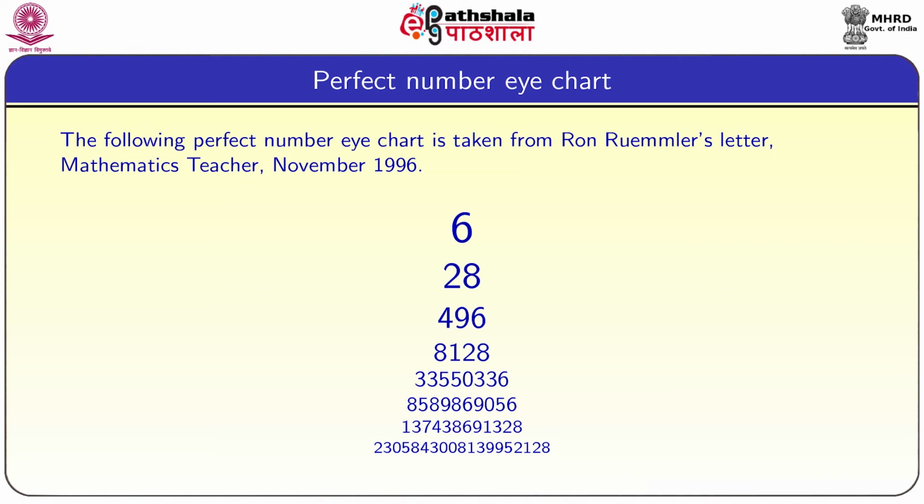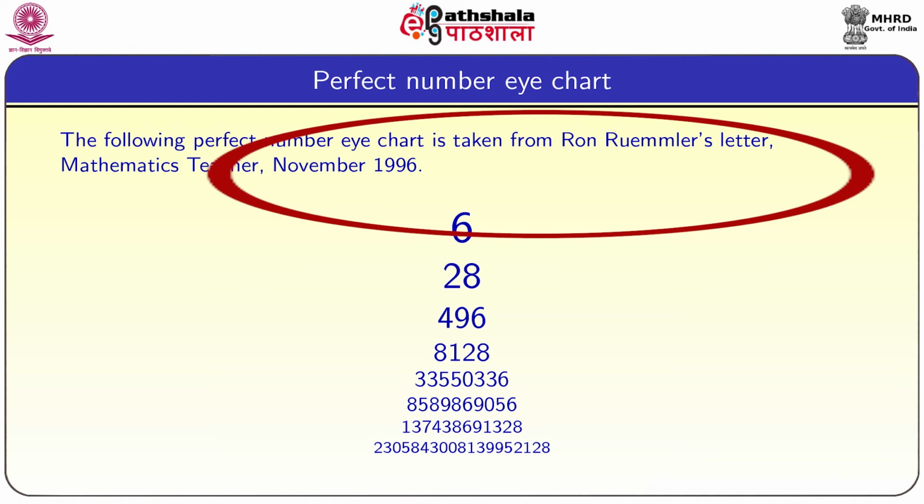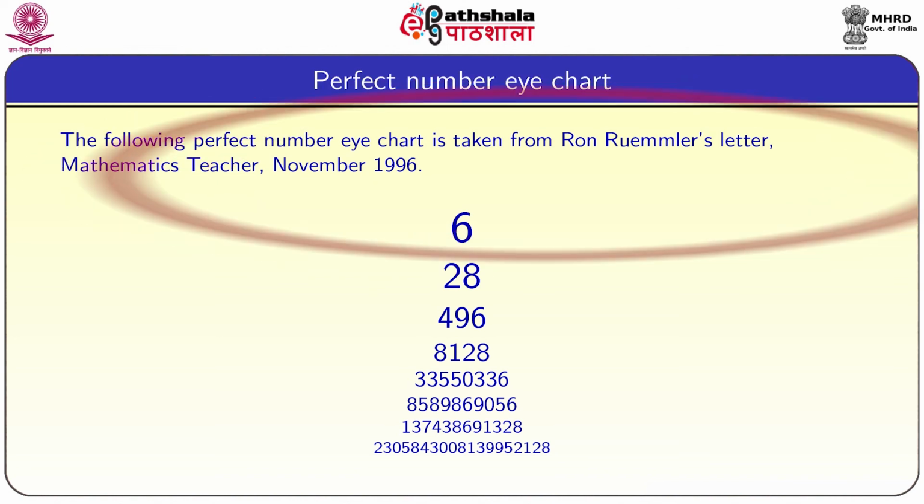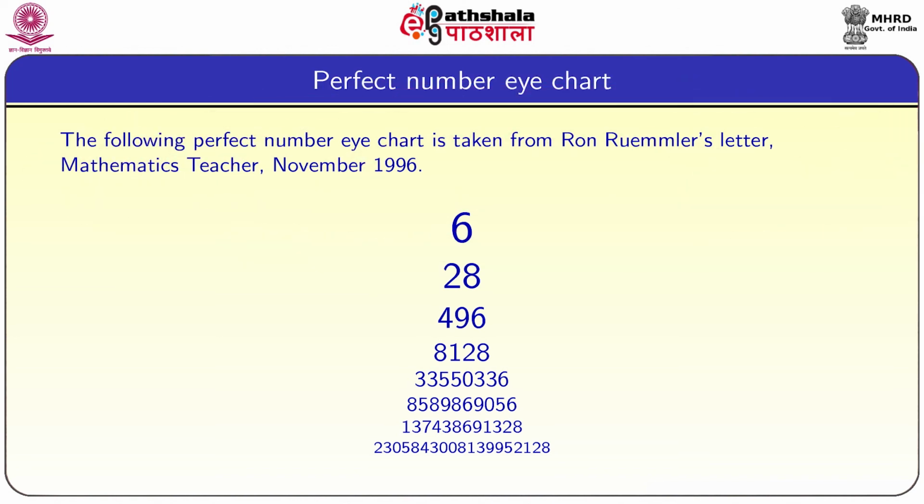The following is a perfect number eye chart given by Ron Rumlar in his letter in Mathematics Teacher. It was given in November 1996.